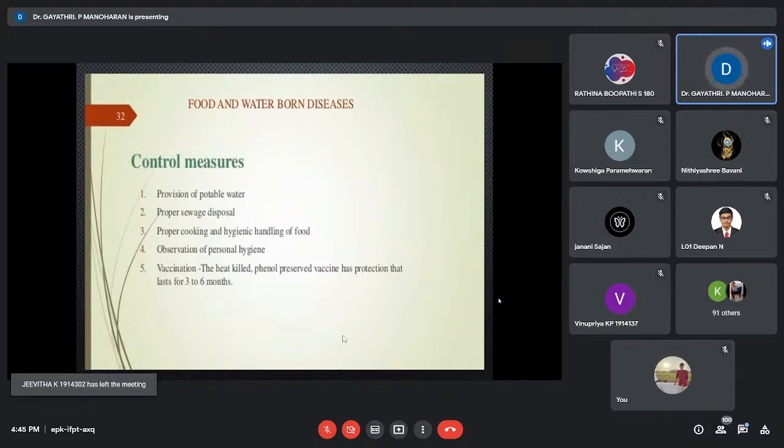So what are all the control measures பாத்தீங்கன்னா provision of potable water. The potable water ஓட quality வந்து நல்லா இருக்கணும். And then proper sewage disposal, proper cooking and hygienic handling of food, observation of personal hygiene, vaccination. There are so many vaccinations for the vibrio. Nowadays it's in the immunization schedule. நம்மளோட ஷெட்யூல்ல ஒரு 9-11 வேக்சின்ஸ் இருக்கும். அதுல தான் வந்து 1-2 வேக்சின் என்னன்னு பாத்தீங்கன்னா for this culprit vibrio.